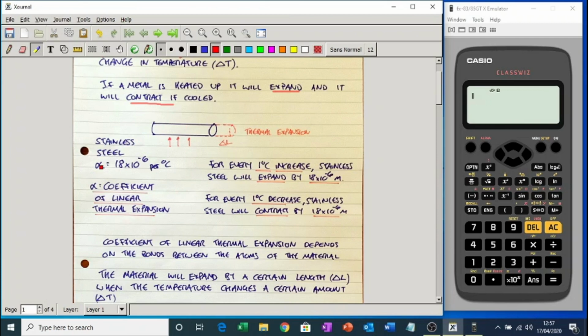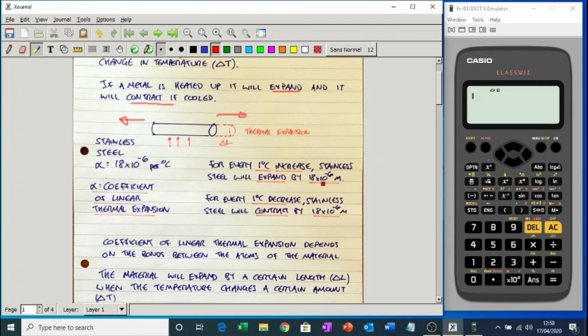So for example, here's my stainless steel. Now the stainless steel has got a coefficient of thermal expansion, 18 times 10 to the minus 6. Which really means if this was your stainless steel, we'll only consider it going that way, one axis, uniaxial expansion. Obviously it goes that way as well, but for now we'll just consider it going uniaxial, one way. For every 1 degree C increase, the stainless steel will expand by that much in meters.